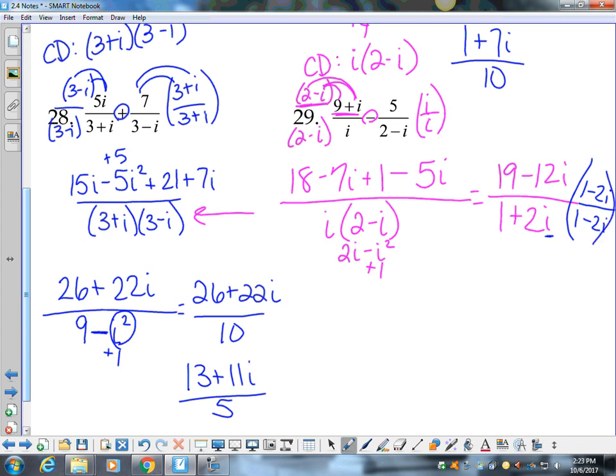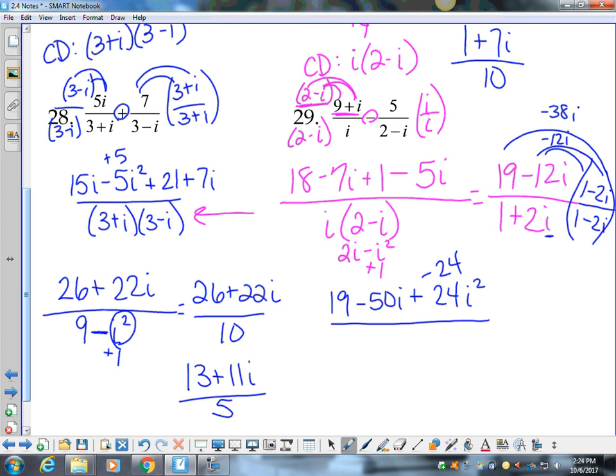So both of the top is a full out lobster. So let's see, that's 19. And let's see, that's a minus 38i. And that's a minus 12i. So that's a negative 50i. And then that's going to be a plus 24i squared, which is going to make that a minus 24 because of the i squared. Over, I'll clean that up here in a second.